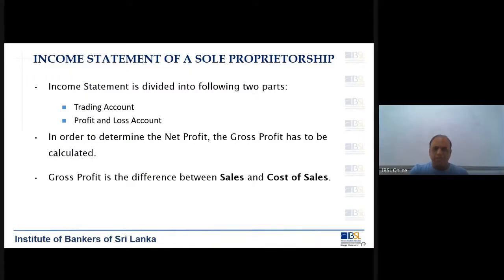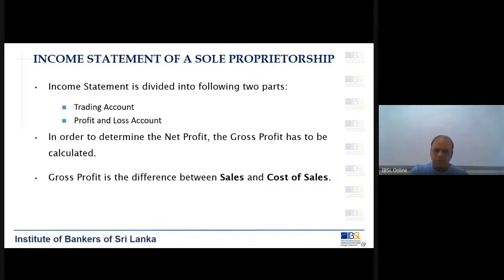So gross profit, basically we said that it is sales minus cost of sales. That is, when you sell a product, that is called your sales. Sales will be the quantity into the selling price. But the sales can happen in two ways, as you already know. It could be a cash sale or a credit sale.